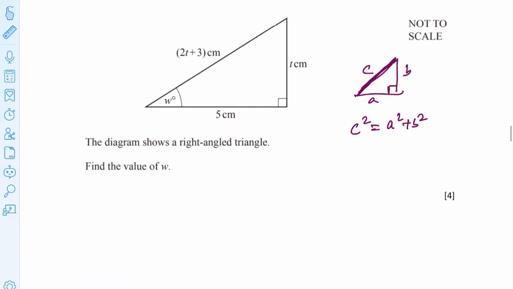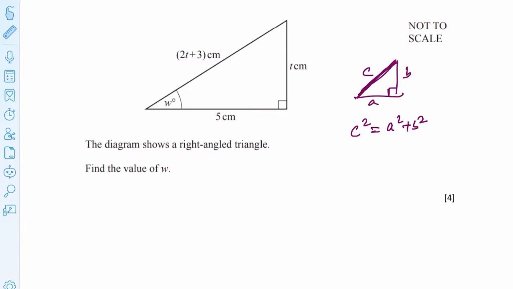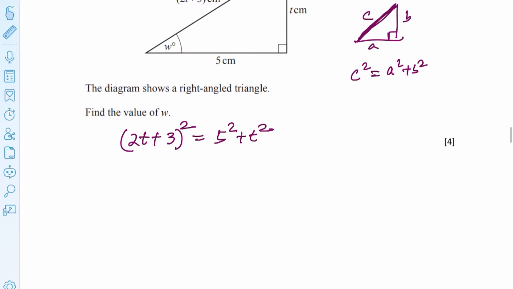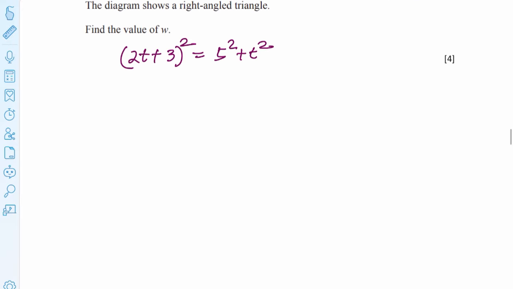So the same thing I will do here. Then we'll try to find the value of T. So now we can say (2T plus 3) squared equals 5 squared plus T squared. Did you get it? Now we'll try to expand this bracket. So (2T plus 3) times (2T plus 3) equals 25 plus T squared.